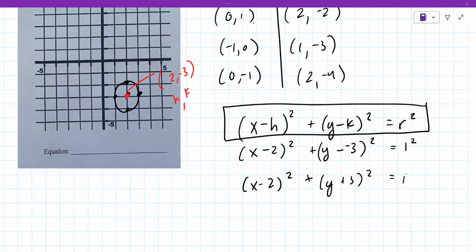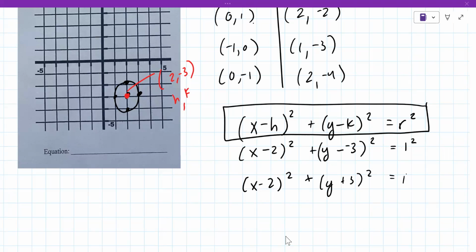So if we need to, we can give more of a conclusion on that. Okay. So it would be y plus 5.